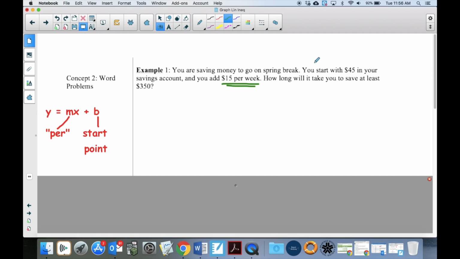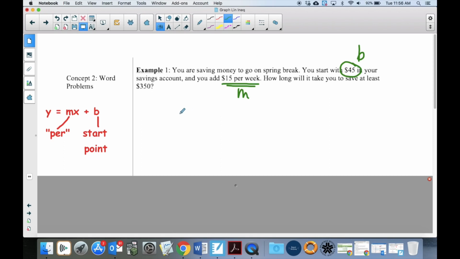So let's read this question. You are saving money to go on spring break. You start with $45 in your savings account. Okay, starting point, that's my b. And you add $15 per week. That's my slope. How long will it take you to save at least $350?